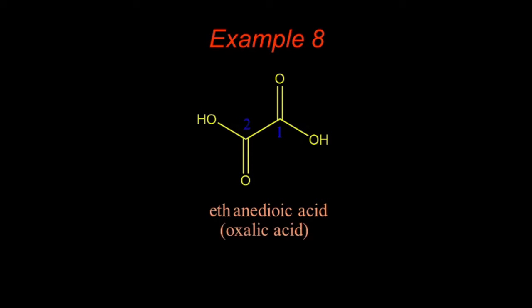In parentheses, you can see the common name of this acid, oxalic acid. Oxalic acid is derived from one of its sources in the biological world, plants of the genus Oxalis, one of which is rhubarb. Oxalic acid also occurs in human and animal urine, and calcium oxalate is a major component of kidney stones.